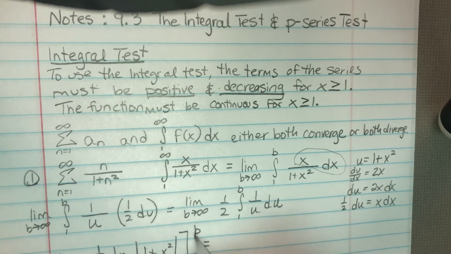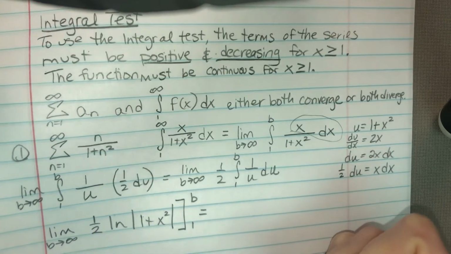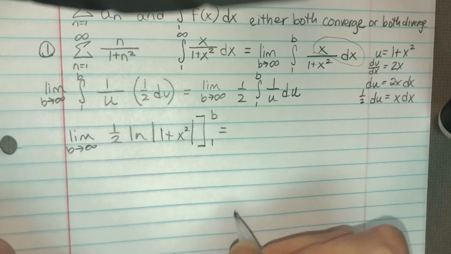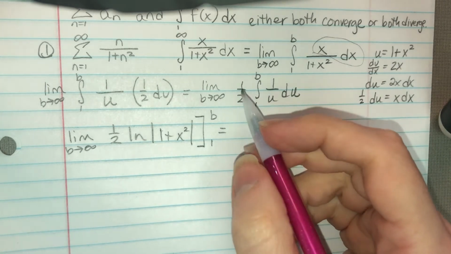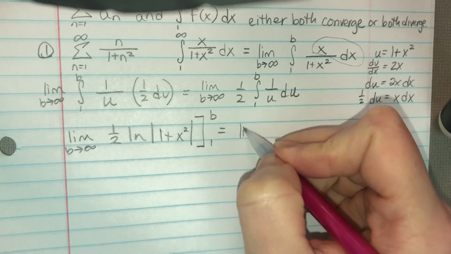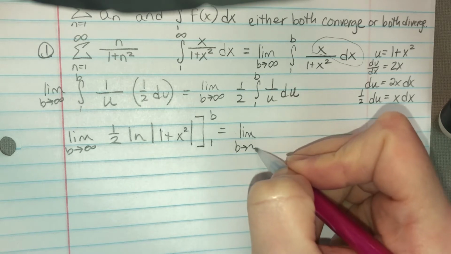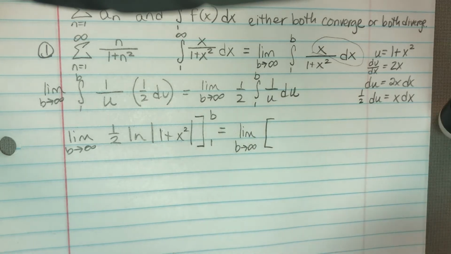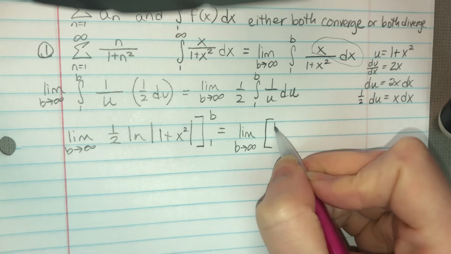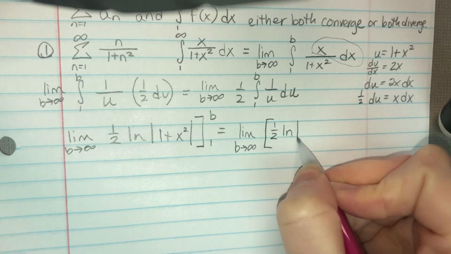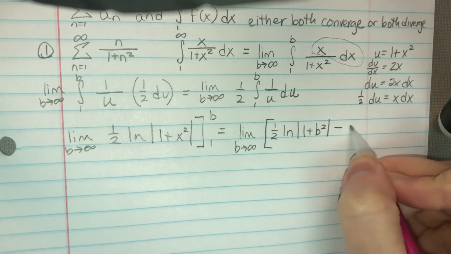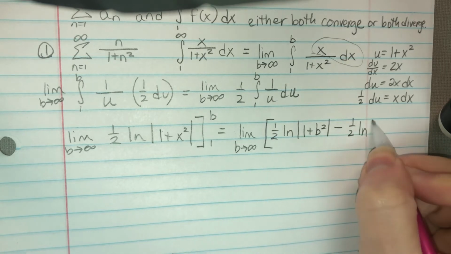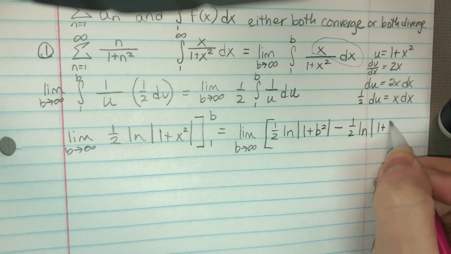So I'm going to sub in my upper limit. Oops, get this where you can see it good, sorry. And then subtract what I get when I sub in my lower limit of integration. And then I'll evaluate the limit of all of that function as b goes to infinity. So I'll have 1/2 natural log absolute value 1 plus b squared minus 1/2 natural log absolute value 1 plus 1 squared.